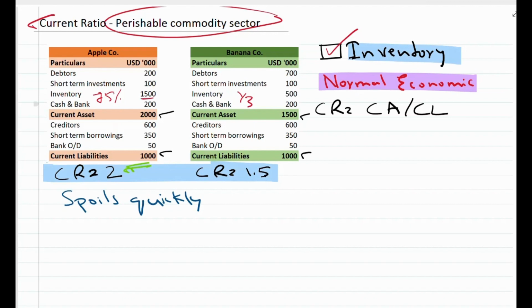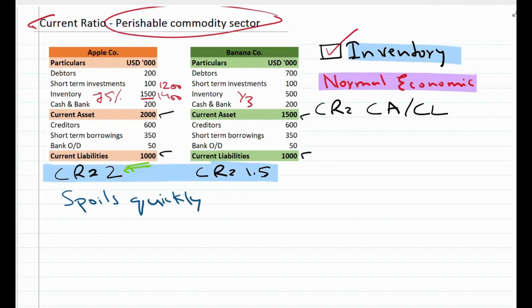Maybe the stock of Apple you have today is 1500. In 2 days its value may reduce because it gets spoiled, or a few tons or kgs go rotten, so the value reduces to 1400. You have to write off your inventory, which is a straight loss. If held for more than 3 or 4 days, it may reduce to 1200, and again you need to write it off. This is what happens in the perishable commodity sector.